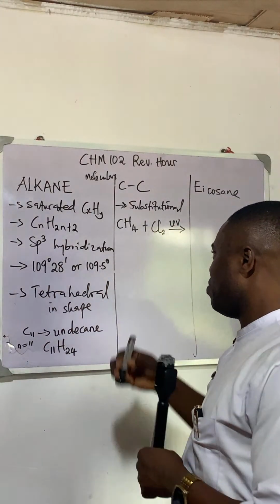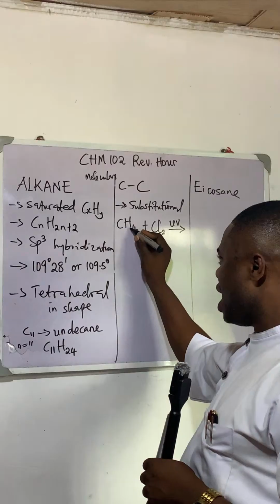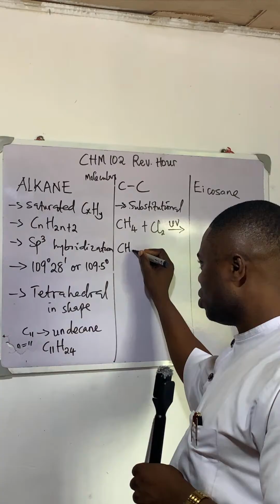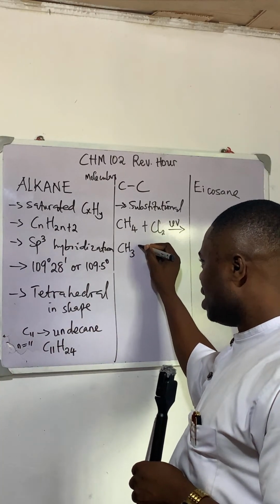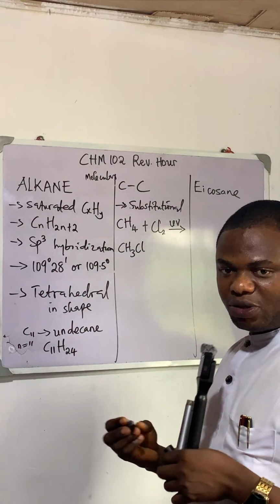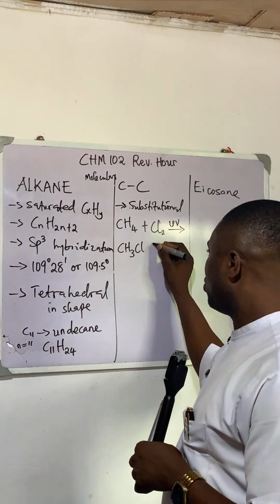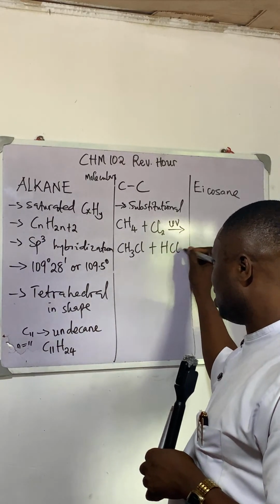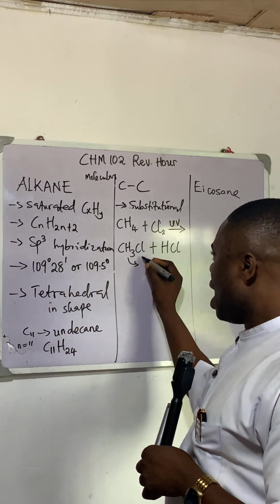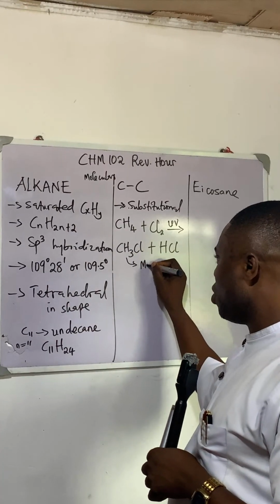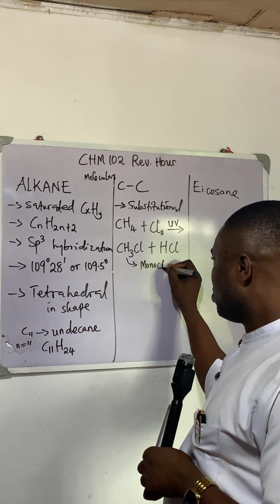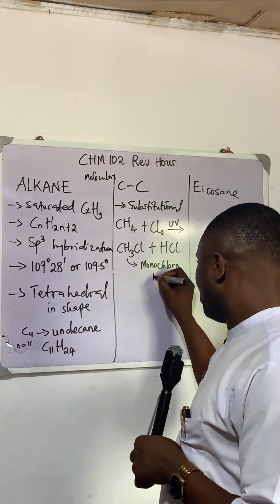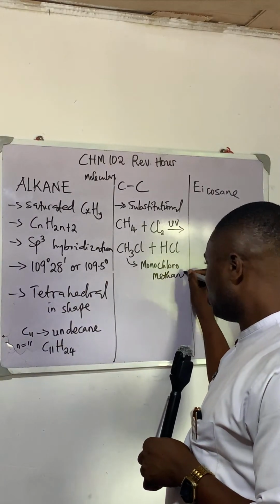Let's just go straight to the point. What we form is one hydrogen replaced by one chlorine, and the product is CH3Cl, with one of the hydrogens substituted by chlorine. Then the hydrogen that moves off reacts with the remaining chlorine to give you HCl. This product has how many chlorines? One. We call it mono. We call it monochloromethane. Are you seeing it? That is substitution reaction.